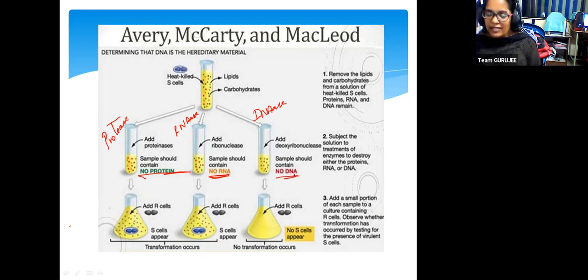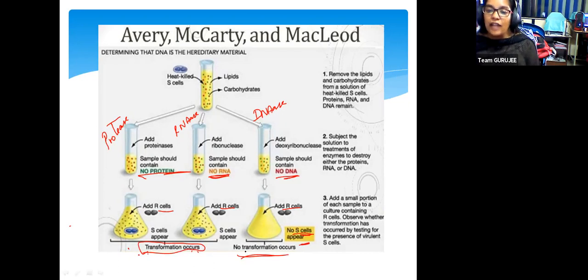In the third step, he transferred the contents into conical flasks. Then he added R cells in each conical flask. After checking the growth of the organism, in the first 2 conical flasks there is growth. So it indicates that transformation has occurred. In the third conical flask, there are no S cells, so it indicates that no transformation occurs.